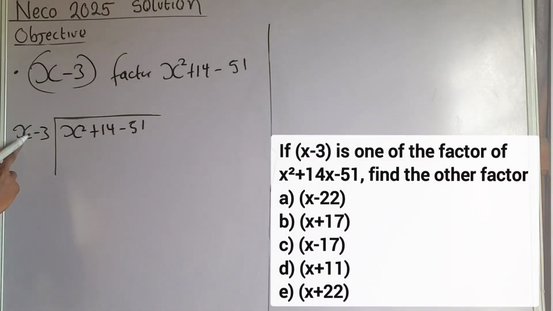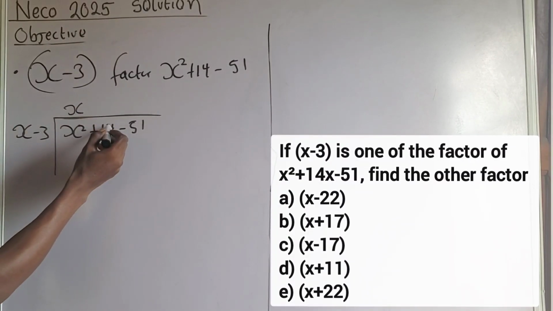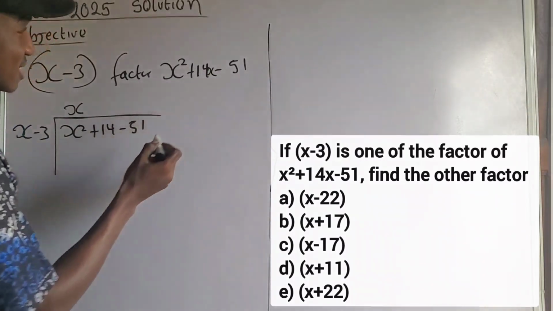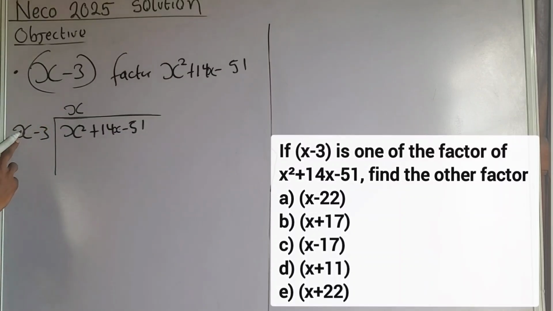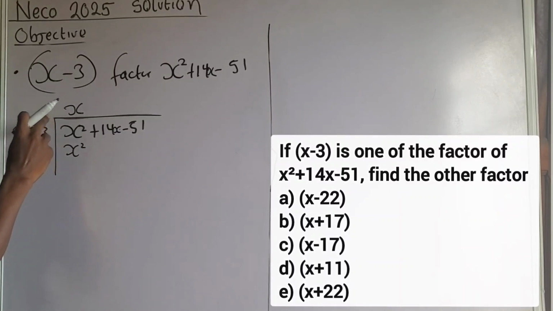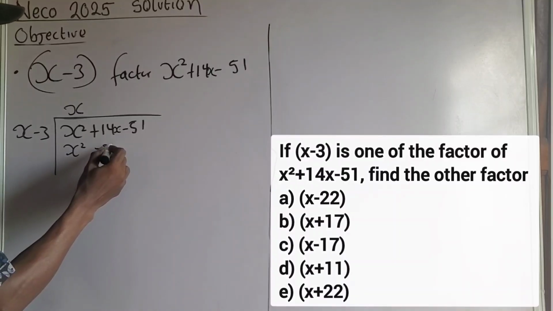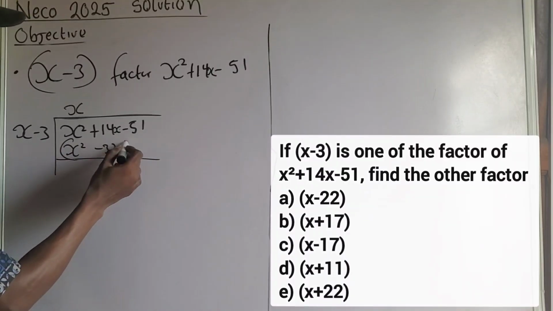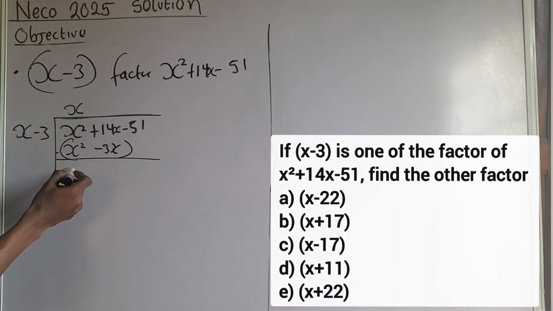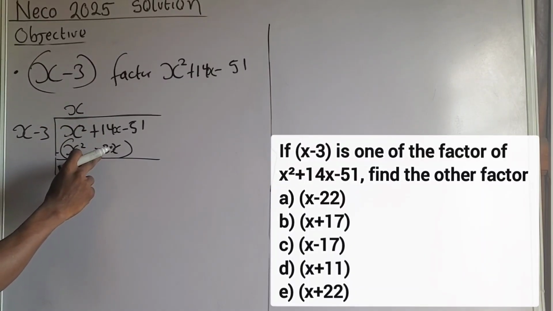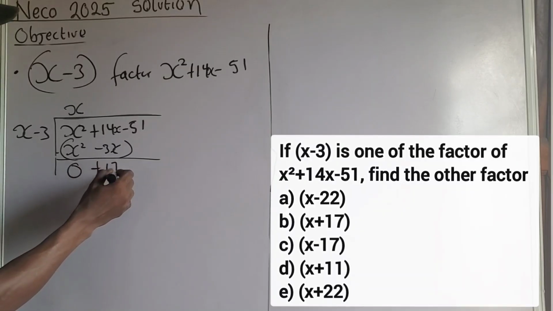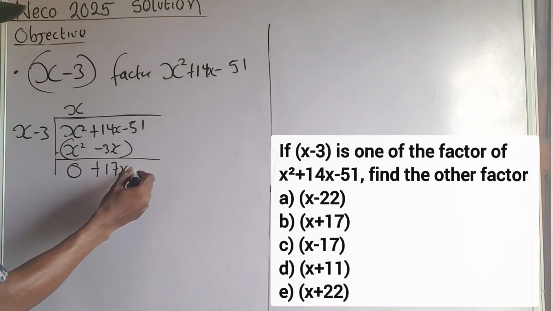Okay, x divided into x squared, we're going to have x, right? Let me put plus 14x minus 51. x times x, that is what? x squared. x times minus 3, that is what? Minus 3x, right? Long division method. x squared minus x squared, that is what? 0. 14x minus minus 3x, that is what? 17x. So I'm going to have plus 17x. Then you bring this one down, minus 51.